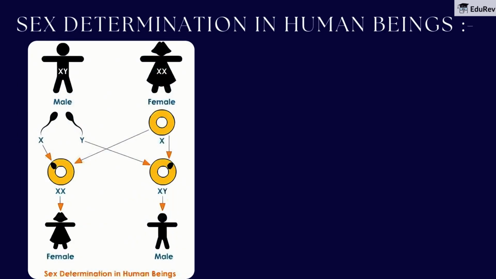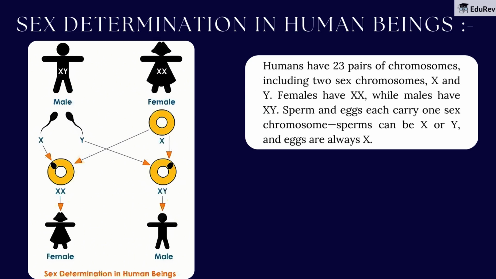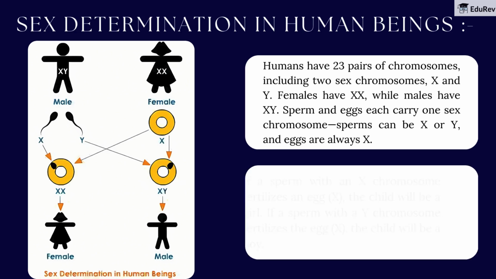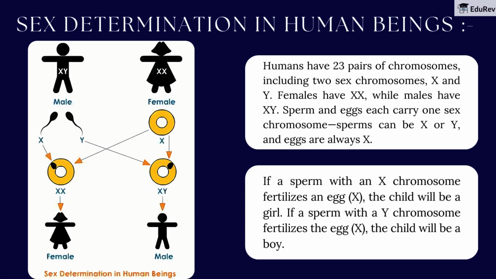Finally, let's look at sex determination in human beings. Humans have 23 pairs of chromosomes, including two sex chromosomes, X and Y. Females have XX, while males have XY. Sperm and eggs each carry one sex chromosome. Sperms can be X or Y, and eggs are always X. If a sperm with an X chromosome fertilizes an egg, the child will be a girl. If a sperm with the Y chromosome fertilizes the egg X, the child will be a boy.